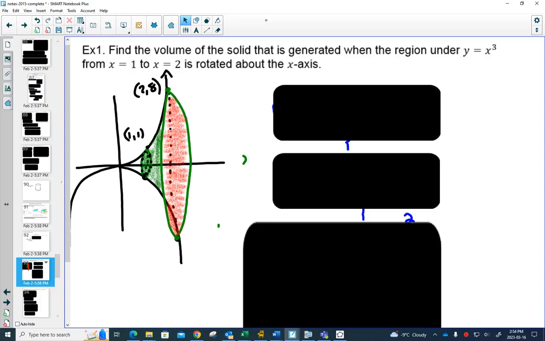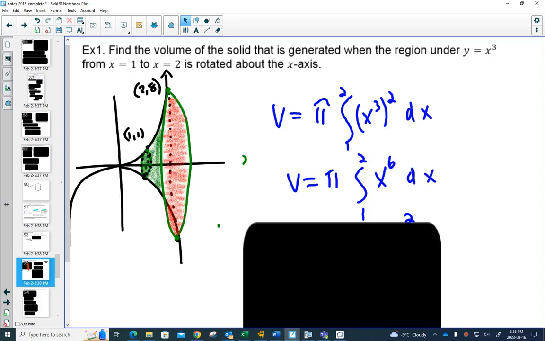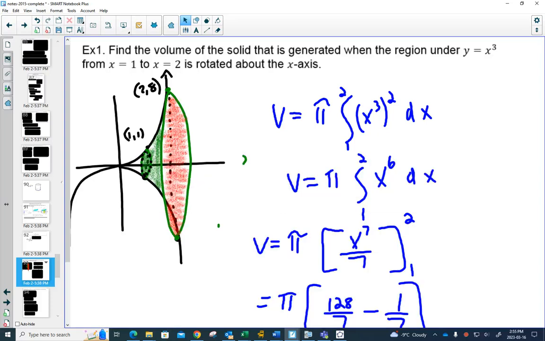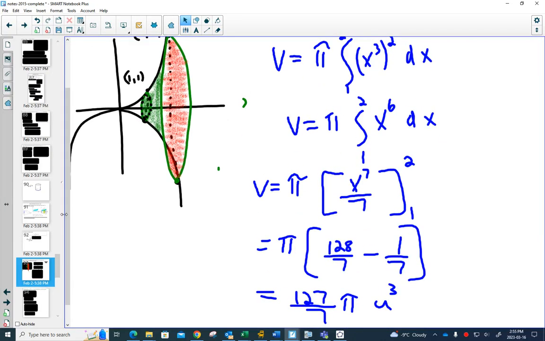So once we have the picture drawn, now our integral will go from 1 to 2. The equation is x cubed. That x cubed gets squared, because that's your radius squared, and you can either have pi inside or pull pi out. And this is an easy integral for us to do because it's x to the 6th. That'll just be x to the 7 over 7. And we just found the volume of that watermelon.